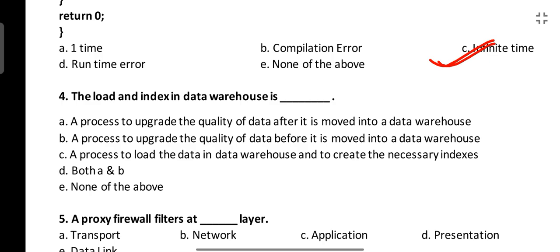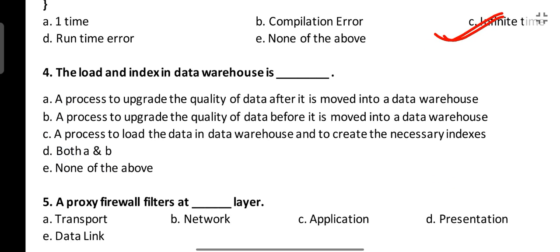Next is: the load and index in data warehouse is. Let's go to the options. First is the process to upgrade the quality of data before it is moved into a data warehouse. No, this is known as data cleaning. Second is a process to upgrade the quality of data before it is moved into the data warehouse. Sorry, this is data cleaning, this is nothing. Third is a process to load the data in the data warehouse and to create necessary indexes. This is absolutely correct. So the correct answer is option C.